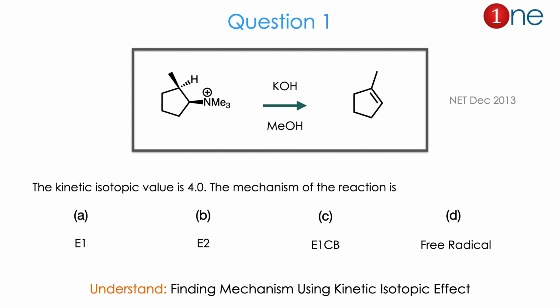They are asking for the mechanism of the reaction, whether it is E1, E2, E1CB or free radical mechanism. So from the reaction and possible mechanisms, you might realize the real question is finding the mechanism using the kinetic isotope effect. The answer is B. Let us see how.